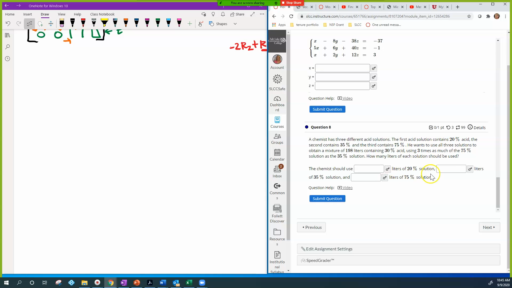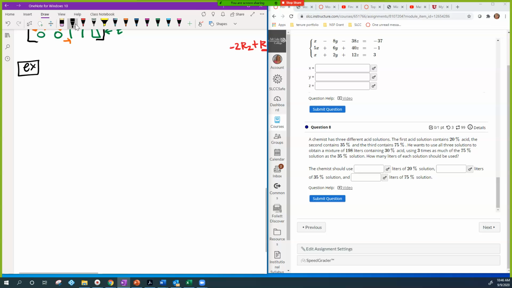So a chemist has 3 different acid solutions. The first acid solution contains 20% acid, the second contains 35% acid, and the third one contains 75%. He wants to use all 3 solutions to obtain a mixture of 198 liters containing 30% acid, using 3 times as much of the 75% solution as the 35% solution. So it sounds like the chemist has a lot more of the 75% solution, so that's why he wants to use 3 times as much of that. Then how many liters of each solution should be used?